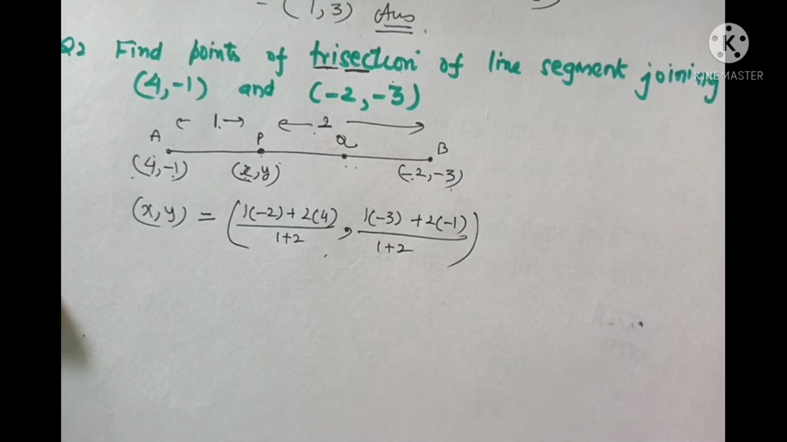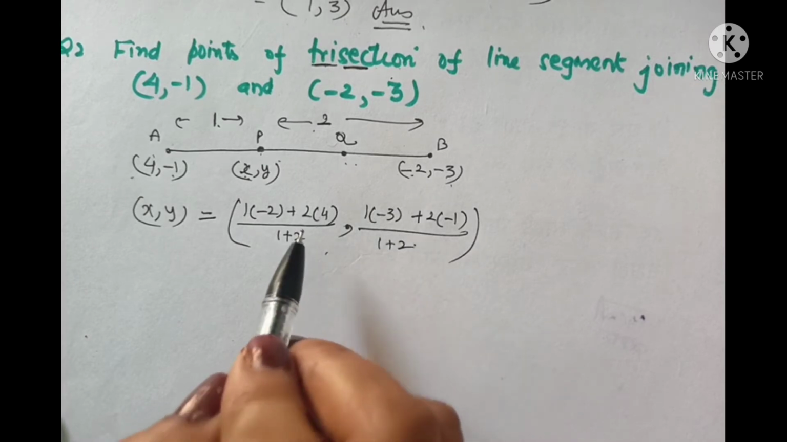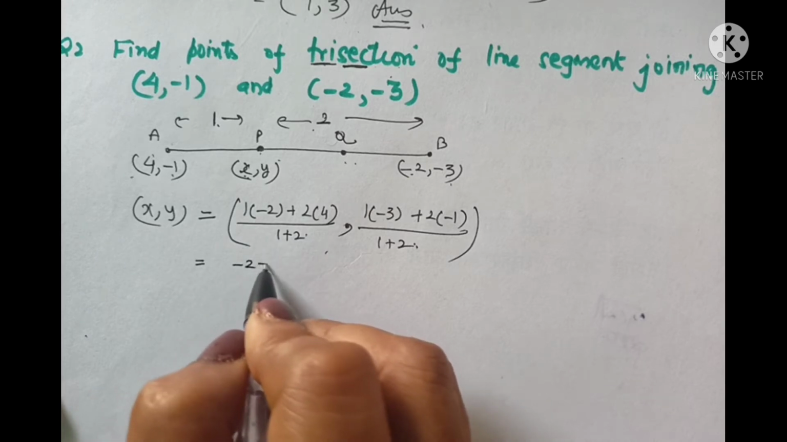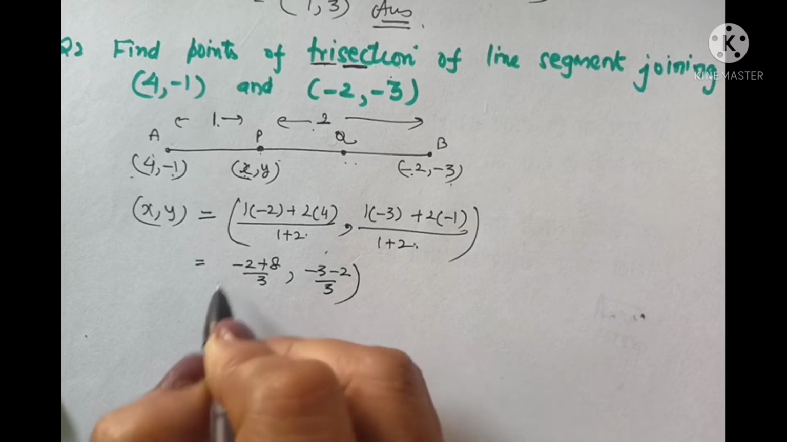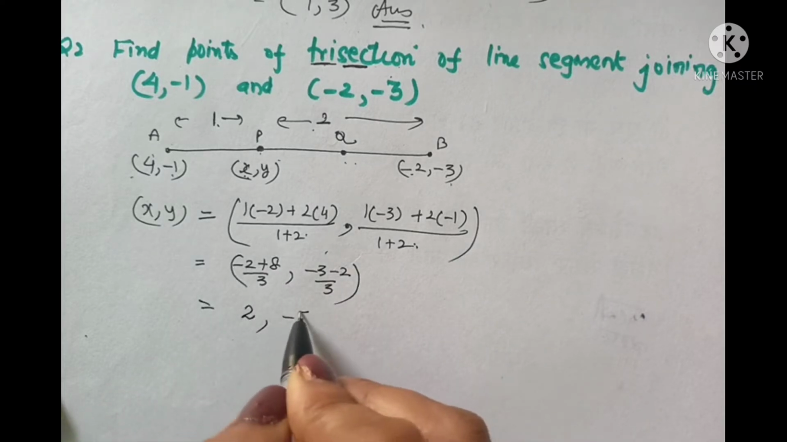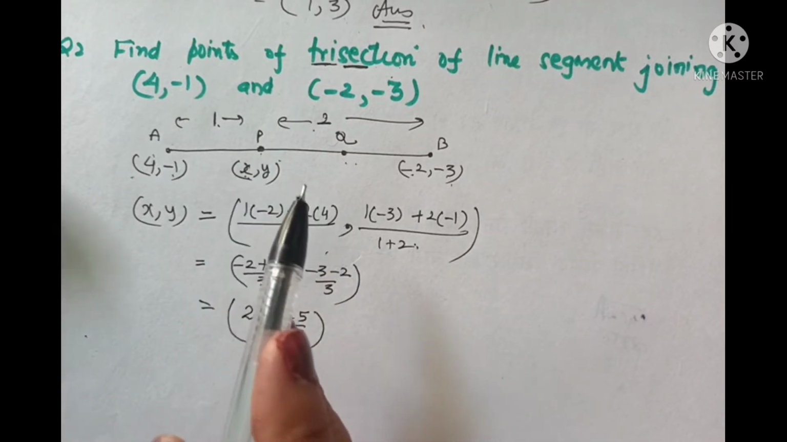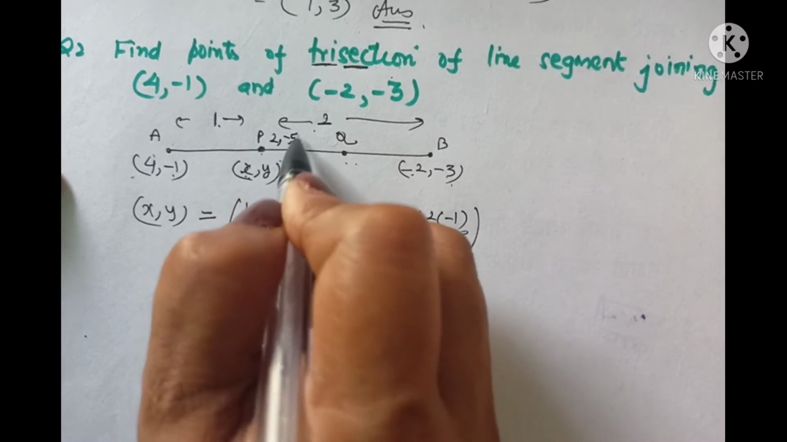Now only the calculation is left. If you have written this step correctly, the next is only calculation. I am left with -2 plus 8 upon 3, comma -3 minus 2 upon 3, which gives me 6 upon 3, that is 2, comma minus 5 by 3. So this is the first point, point P. I have got point P as 2, minus 5 over 3.